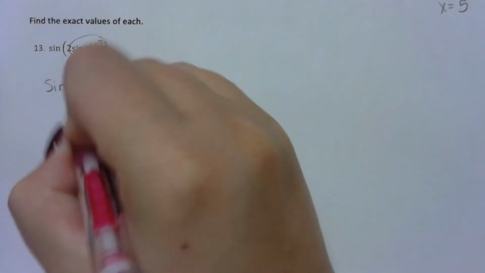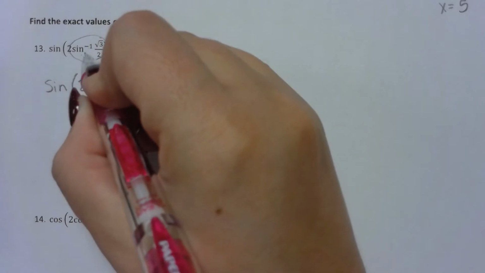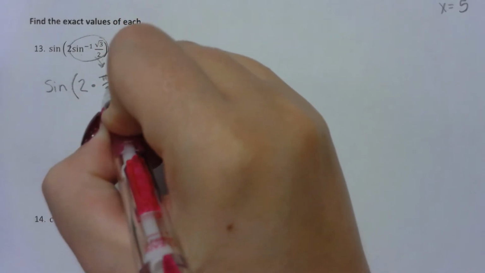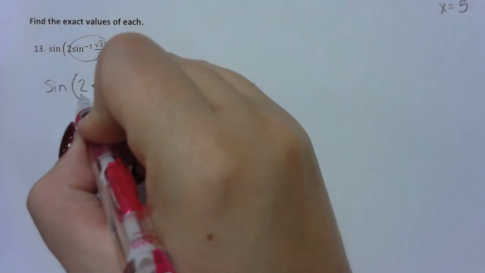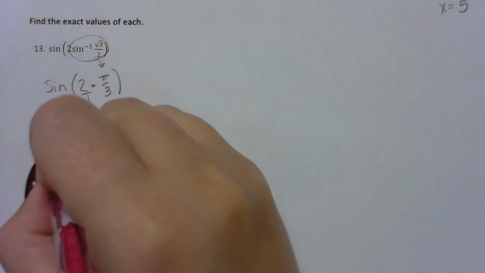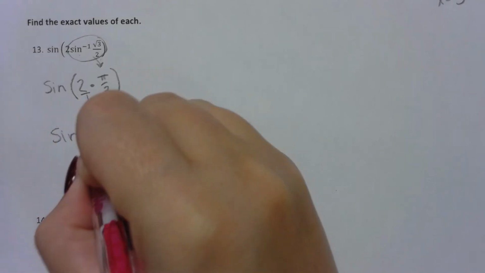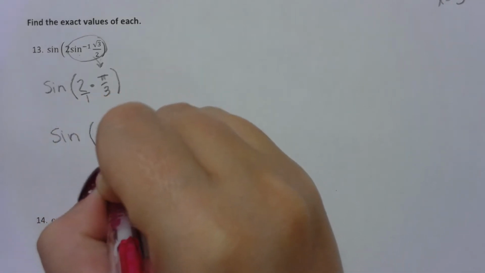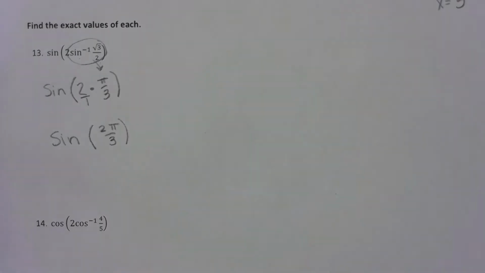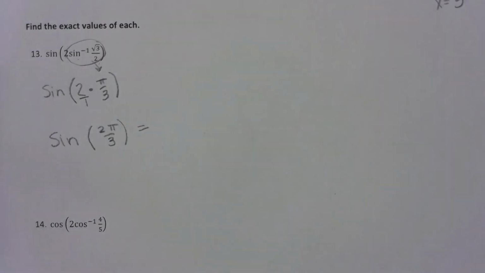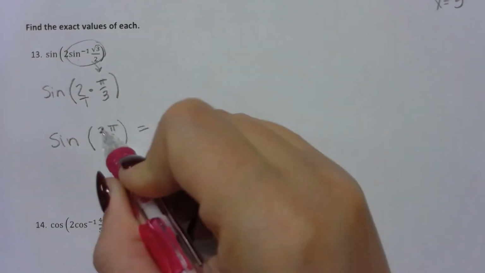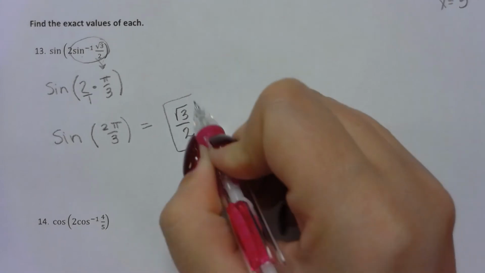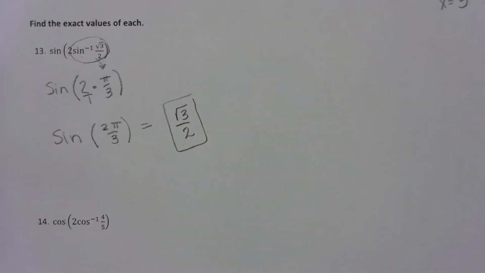So this gives me sine of, that 2 is still there, and then this whole thing turns into pi over 3. Well, 2 times pi over 3 is like 2 over 1 times pi over 3. So that gives us sine of 2 pi over 3. Well, that's on the unit circle. That's saying what is the sine value at 2 pi over 3? Well, sine at 60 degrees is root 3 over 2, and in the second quadrant, sine is positive. So there's our final answer.